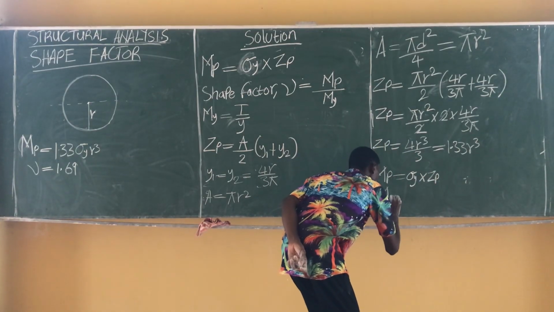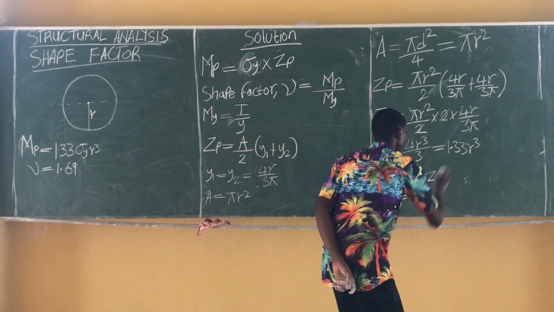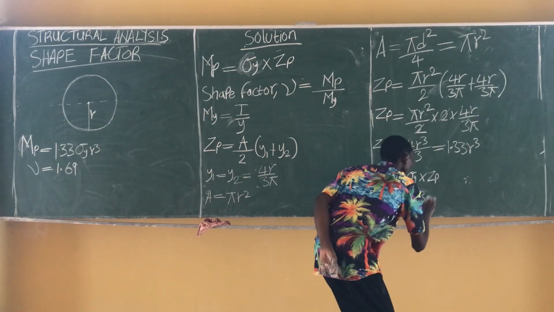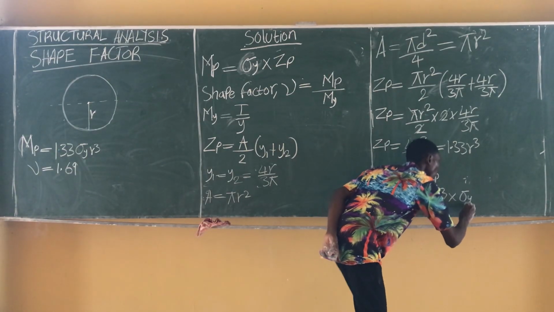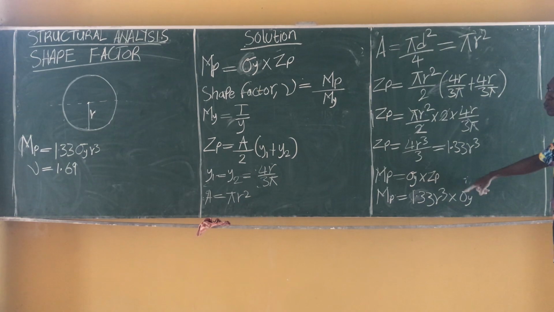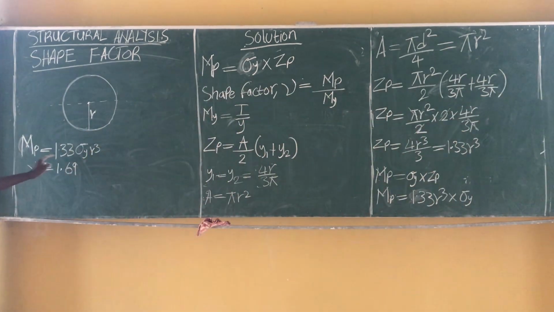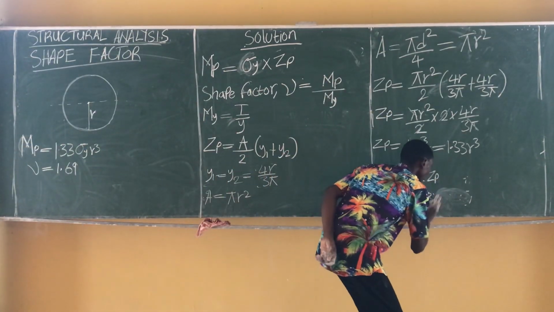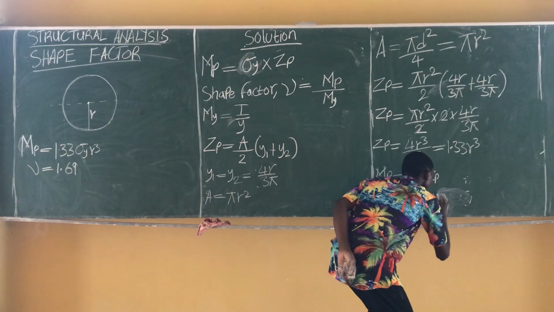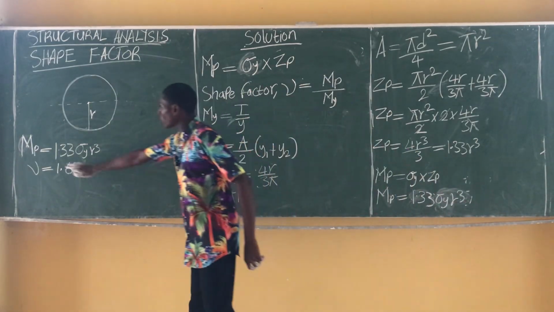Hence, our plastic moment is equal to, writing the numbers first, 1.33 r cubed times sigma y. Hence, we have been able to prove that for this circular section, our plastic moment is 1.33 sigma y r cubed. Since they gave us that expression, we can simply write it in that manner. So we have answered the first part of the problem.